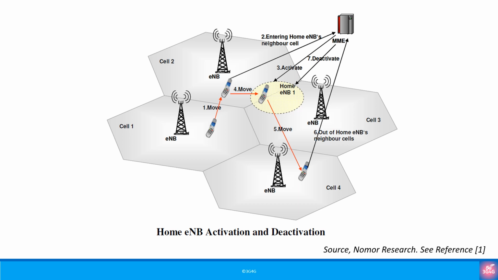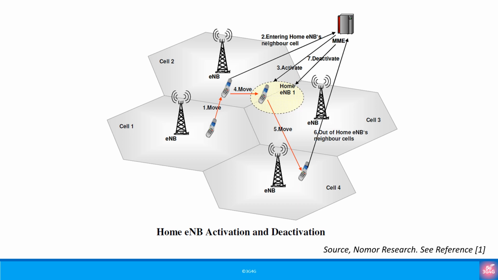Fifth, then later on, UE moves out of the neighbor cells of home eNode B1. Sixth, the UE informs MME that it has moved out of the neighbor cell of home eNode B1. Seventh, MME notices that there is no UE in the neighbor cells of home eNode B1. So MME sends messages to deactivate home eNode B1. When home eNodeBs are activated and deactivated, the impact on the neighbor cells should be taken into account.